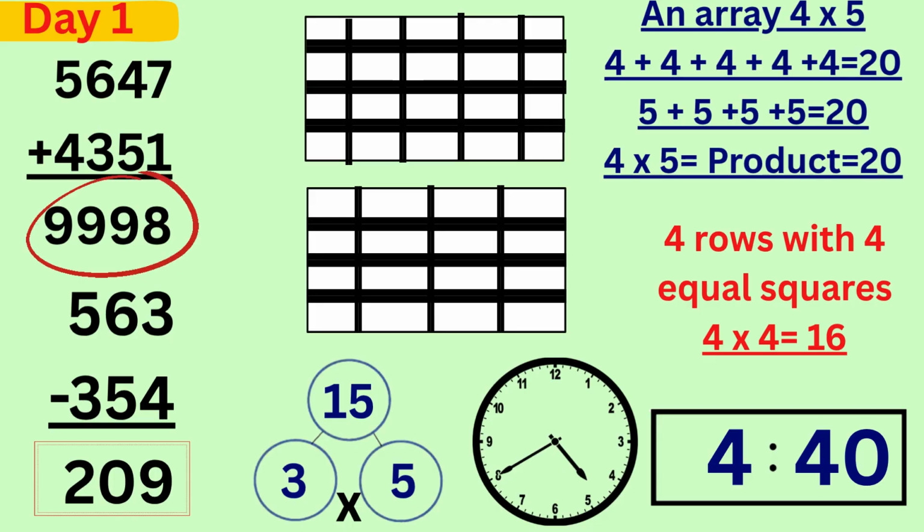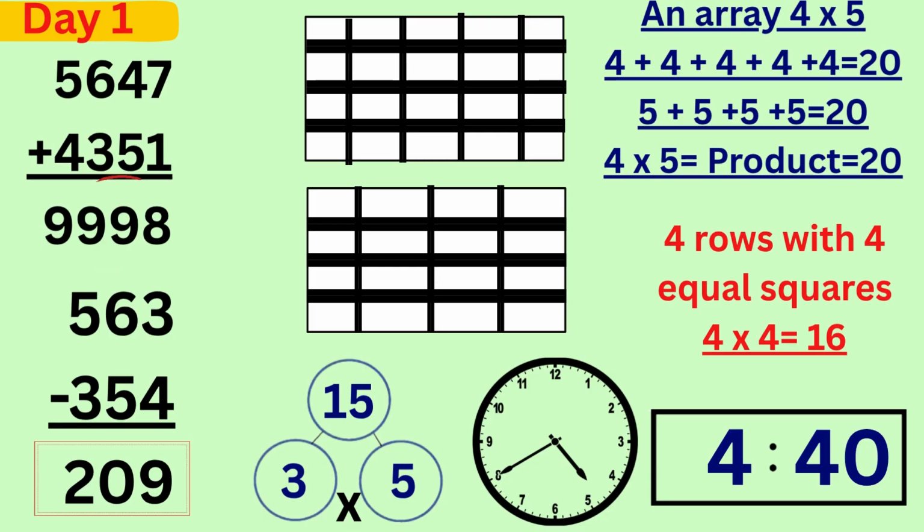Number 3, divide the rectangle below into 4 rows with 4 equal size squares in each row. Then write how many units. The rectangle is divided into 4 rows with 4 equal squares, so 4 times 4 equals 16. There are 16 units in all.